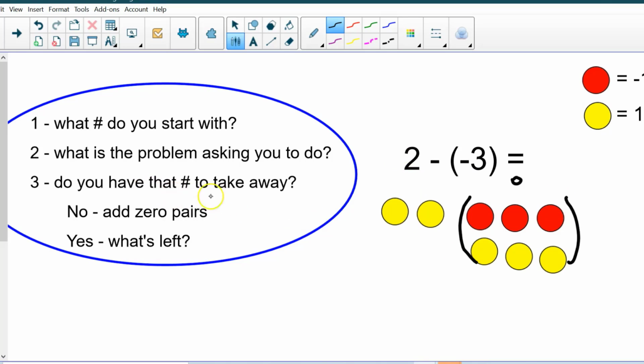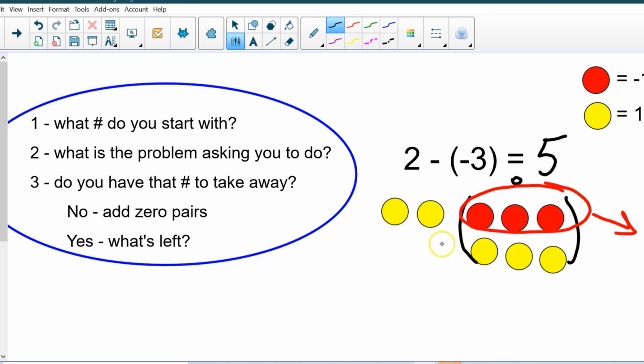Now, do I have the number to take away? Can I take away a -3? Yes. So now watch, I'm not taking away the 0 pairs. I'm just taking away what it asked me to, which is the -3. You see what I did? And now, what's left? The 2 positives, and then the opposite of what I took away of the 0 pairs, which is the +3. So what's left is a +5.